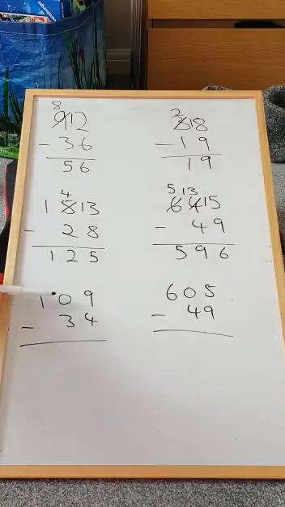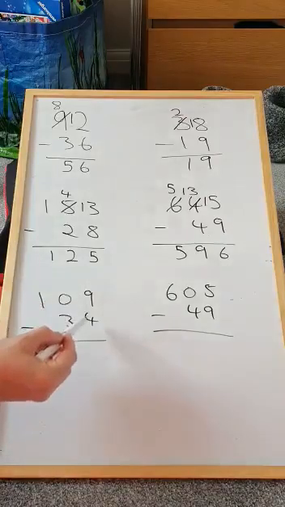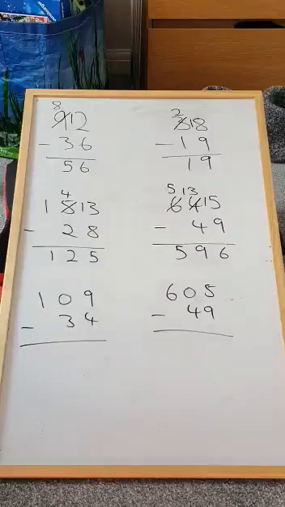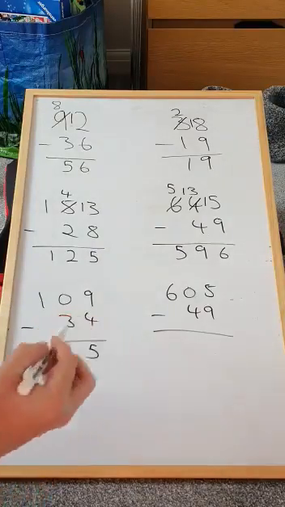We're then going to move on to the challenge C questions, which are still 3 by 2 digit subtraction. Remember, these ones have got the 0 in the middle, which makes it slightly more difficult. So look, our first one here, we've got 109 take away 34. We've got 9 take away 4, which we can do. So 9 take away 4 equals 5.